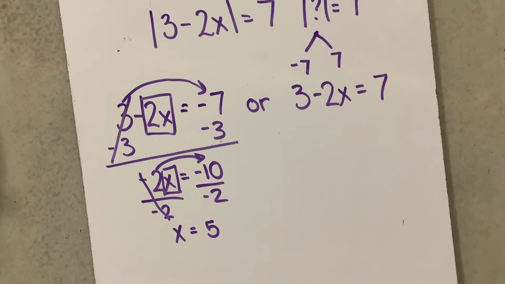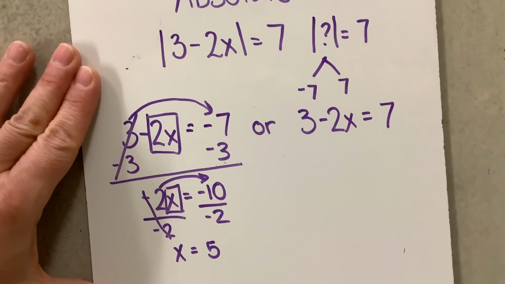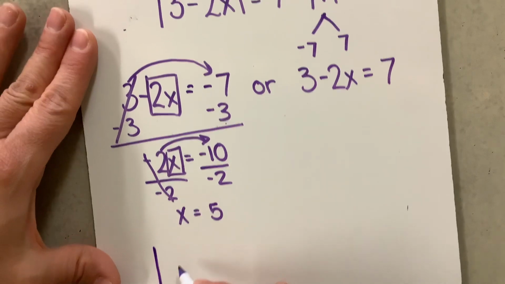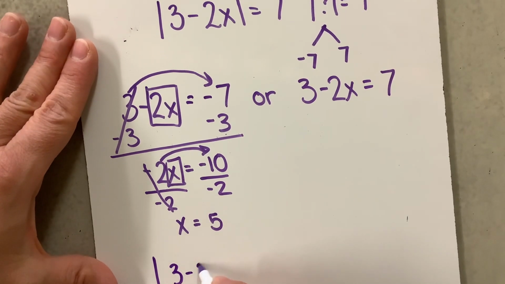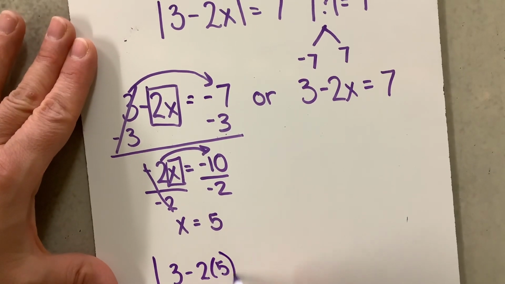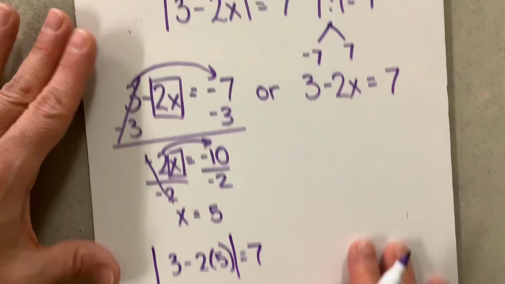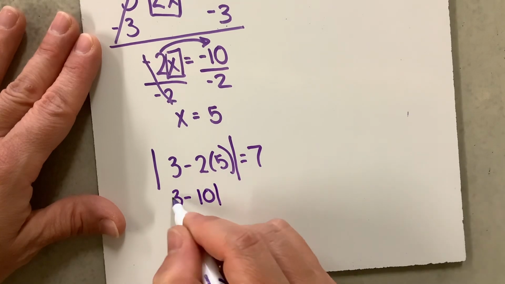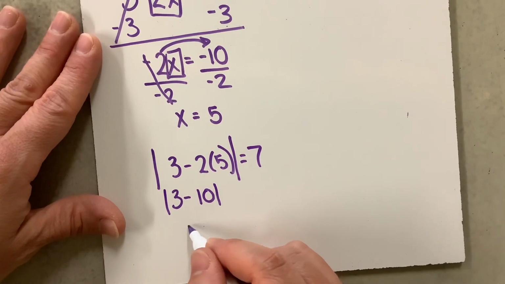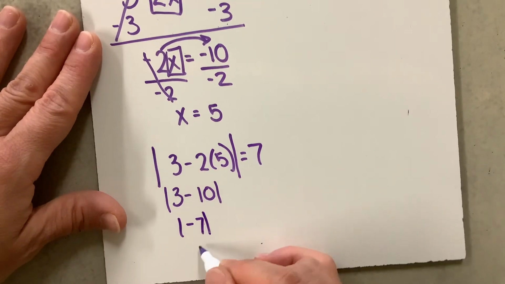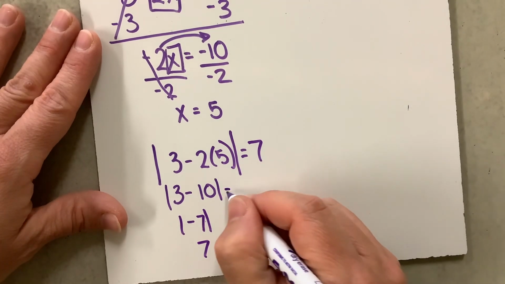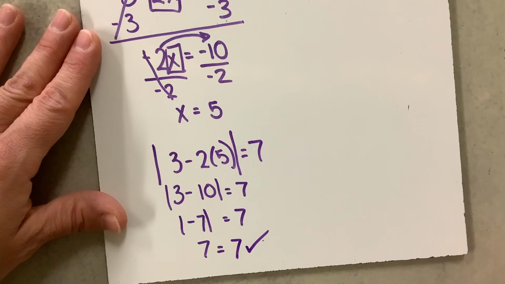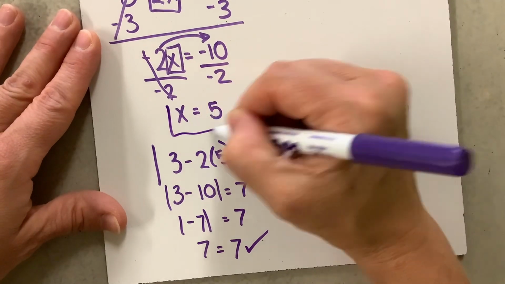Okay? You do need to check it. So if I come back up here, the absolute value of 3 minus 2 times 5 equals 7. Okay, let's see. So 3 minus 10, the absolute value of that is negative 7, but when I take the absolute value of that, it is positive 7. So that is true. Okay, so that's one answer.